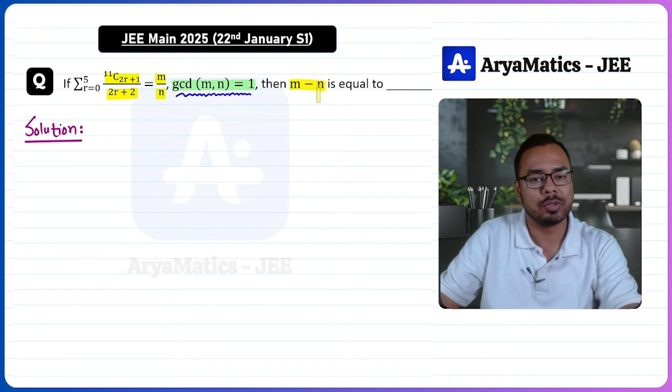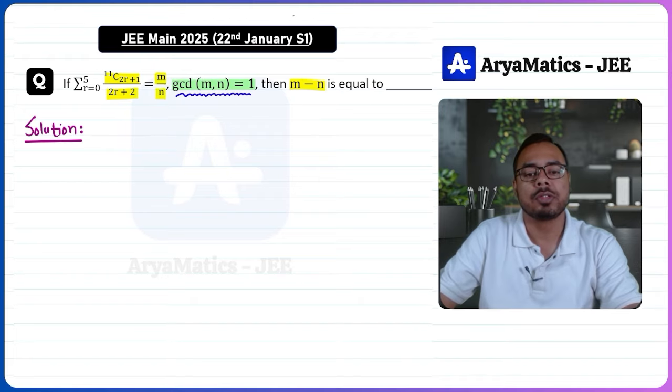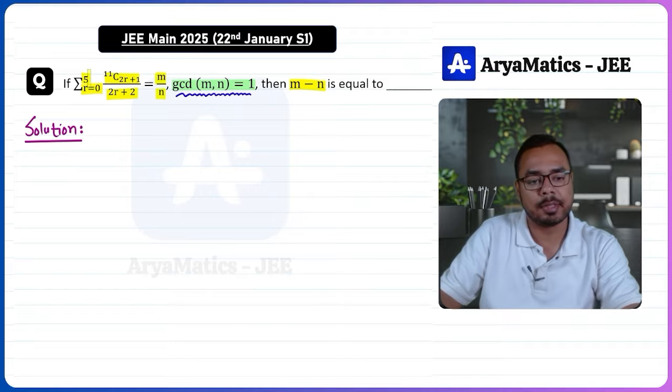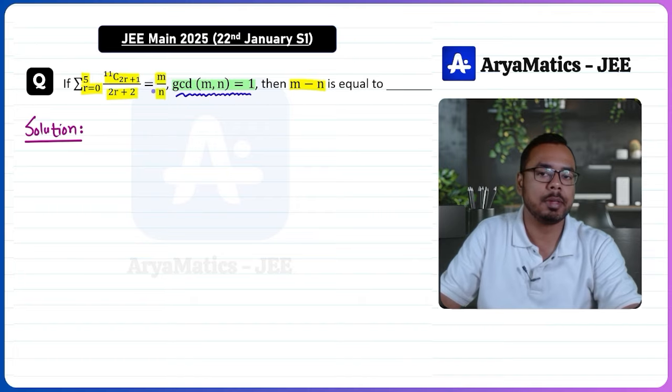Now m and n will have unique values only when there is no common factor between m and n, right? So first we have to find the sum of this series, and from there we have to find the value of m and n. Also, if there is any common factor between these two, then we have to cancel that.